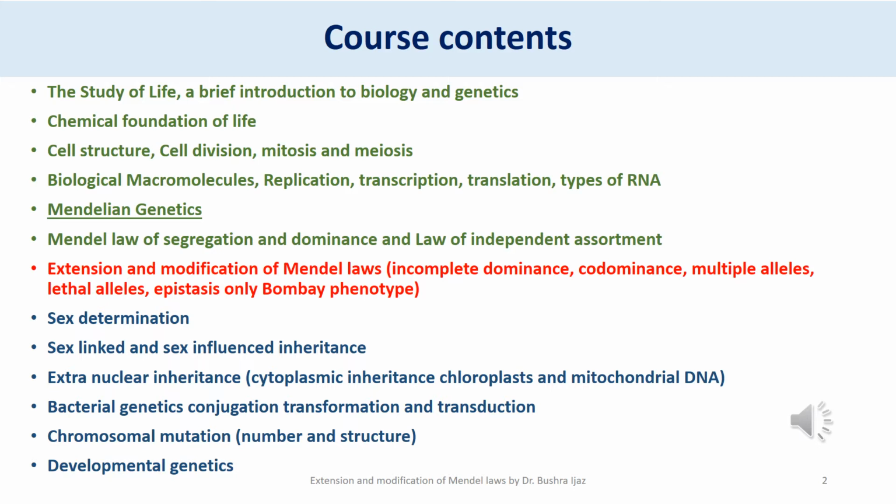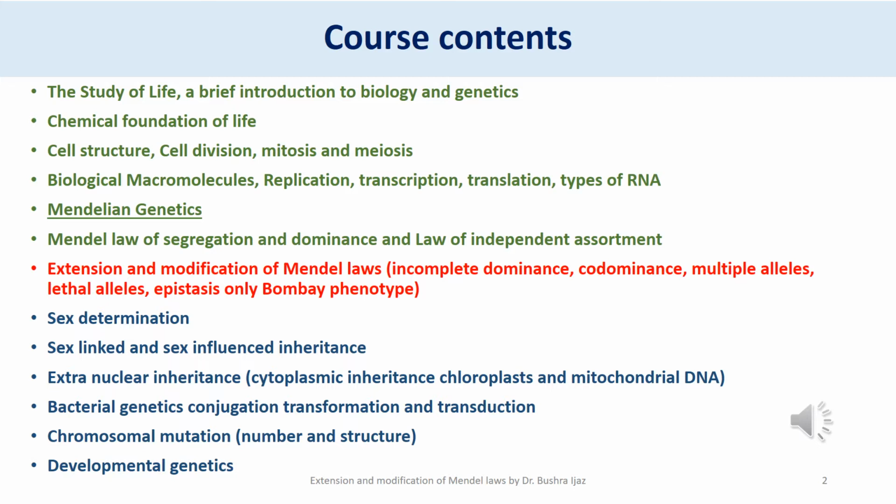So, the parts that we have covered are in green colored font, which include the study of life, which was about the brief introduction to biology and genetics, the chemical foundations of life, cell structure, cell division, mitosis, meiosis, cellular organelles. We have covered all these previously. Then we have also studied the biological membranes, their replication, transcription, translation, and types of RNAs.